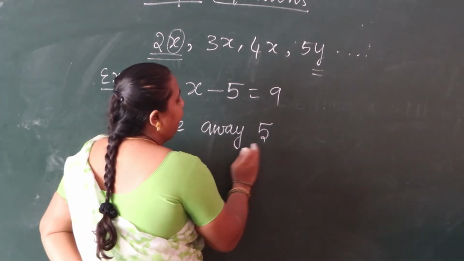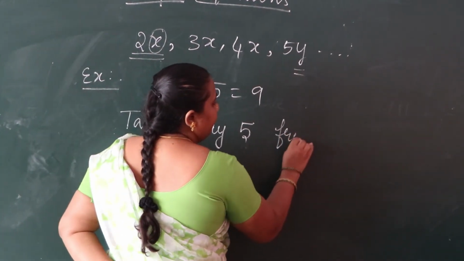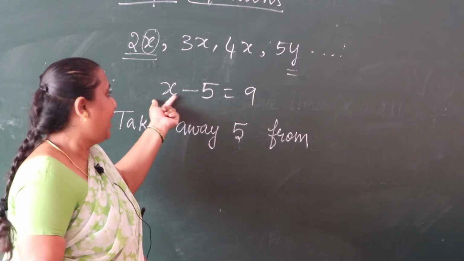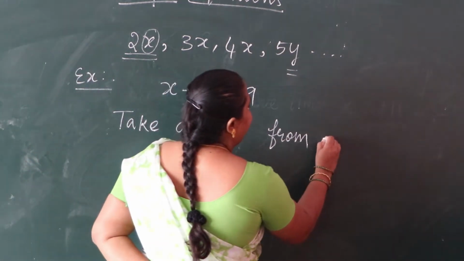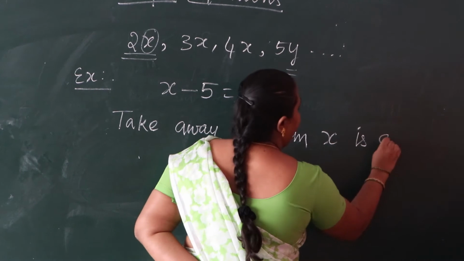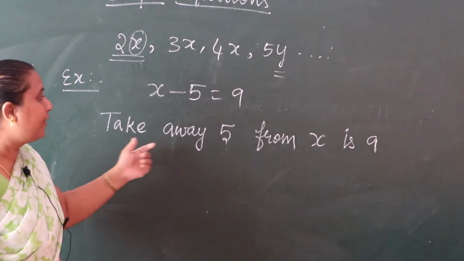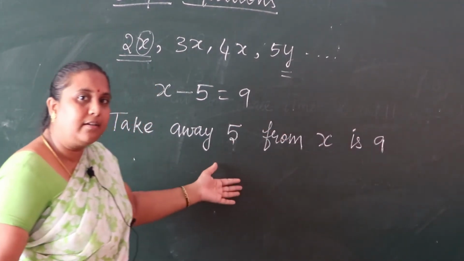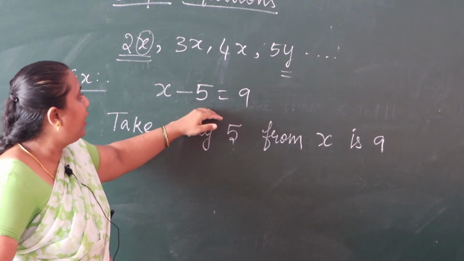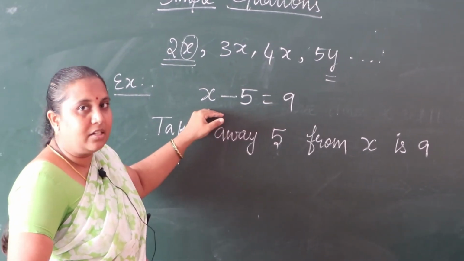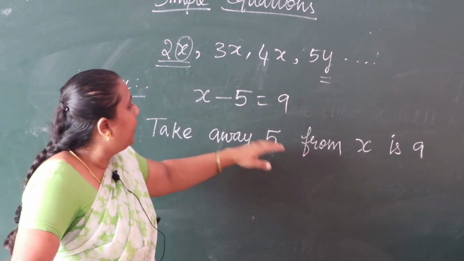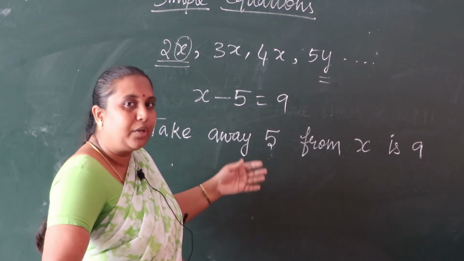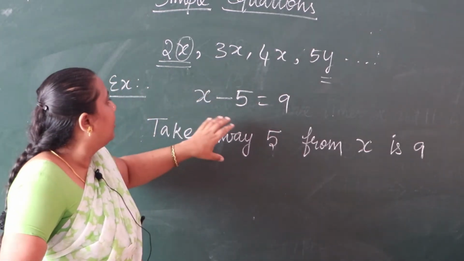Okay, so take away 5 from which we want to take away 5? From x. Okay, so take away 5 from x is 9. Or you can write subtracted 5 from x, subtracted 5 from x is 9. So that is also correct.